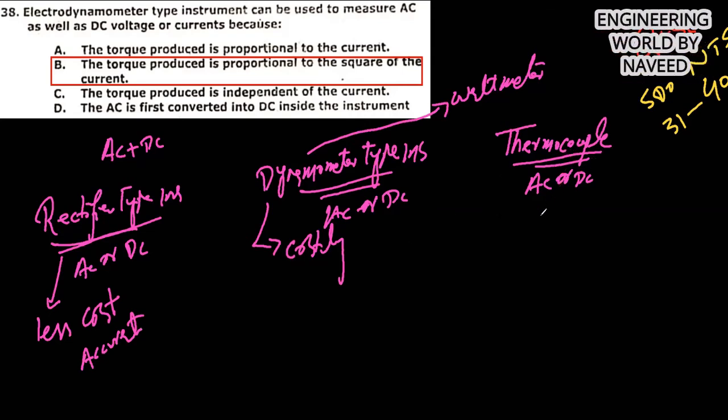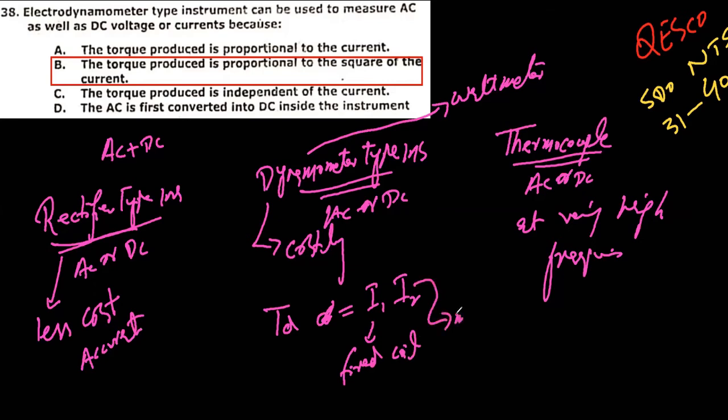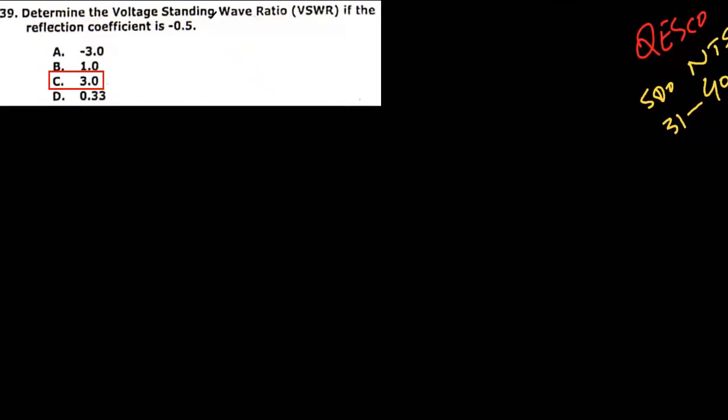It is used at a very high frequency. At very high frequency, we use thermocouple. So in this case, the deflection torque is directly proportional to, or you can say equal to, I1 I2. I1 is the current in the fixed coil, and I2 is the current in the moving coil. So the correct option is the torque produced is proportional to the square of the current.